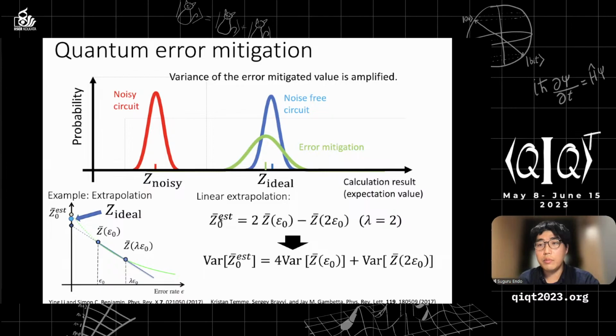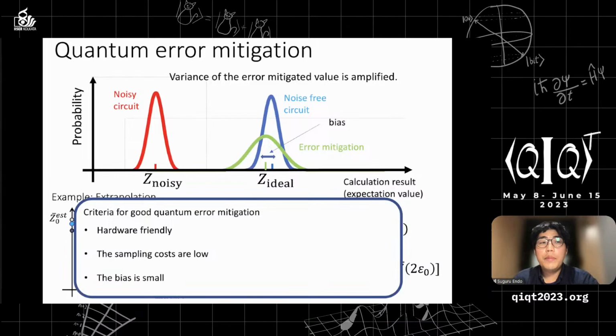Okay, then I move on. Actually, there are many quantum error mitigation methods already proposed, but there should be some criteria which indicate a good error mitigation. The condition is that it should be hardware friendly. The motivation for proposing quantum error mitigation is that we do not want to use encoding, which reduces the effective number of logical qubits. So if possible, we should not use encoding. It should not put burdens on the quantum hardware itself. And as I said, the variance of the error mitigated value basically increases.